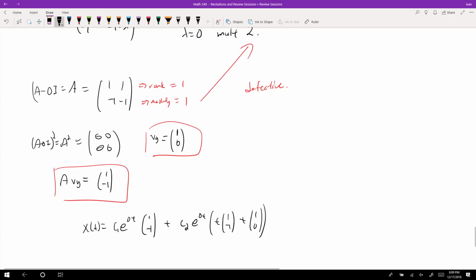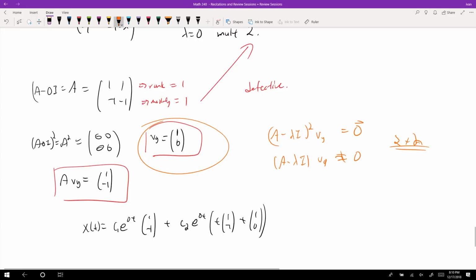Could you go over how you got those two vectors? Yeah, so the generalized eigenvector just means that A minus lambda I squared times the generalized eigenvector is 0, but A minus lambda I times the generalized eigenvector is not 0. This is for a 2x2 case. A minus lambda I squared in our case was the 0 matrix, so I could literally pick almost anything. I just picked 1, 0 because it's the easiest one to pick. And then I took A times 1, 0, which gets me this guy.